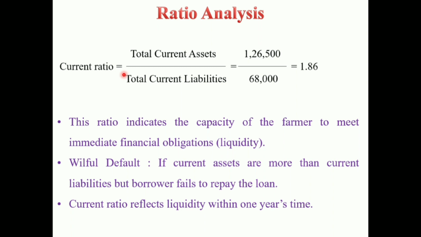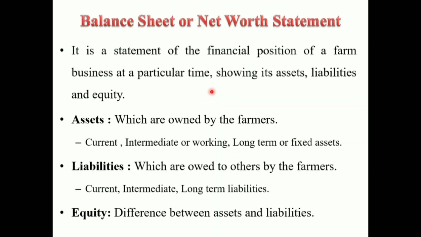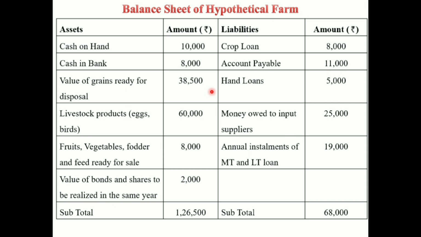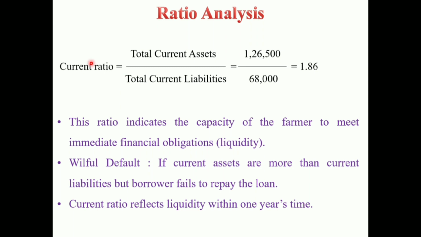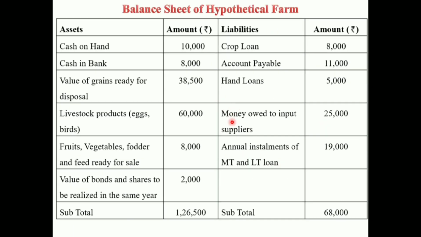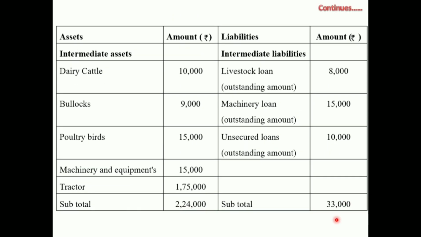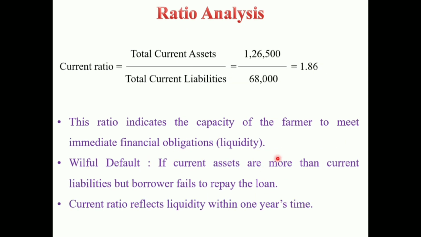What is meant by current ratio? Current ratio is total current assets divided by total current liability. I have calculated this ratio for this hypothetical farm balance sheet. You can see here total current assets divided by total current liability. Total current assets are 1,26,500 and total current liability is 68,000. Then it will give the current ratio, that is, the current ratio is 1.86.